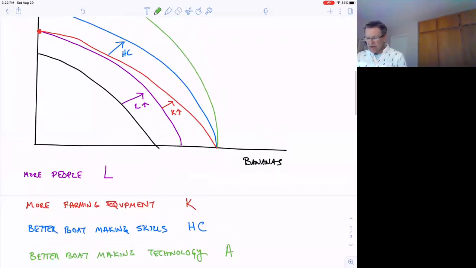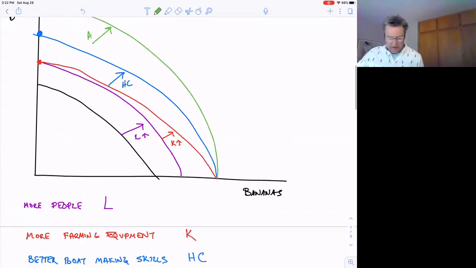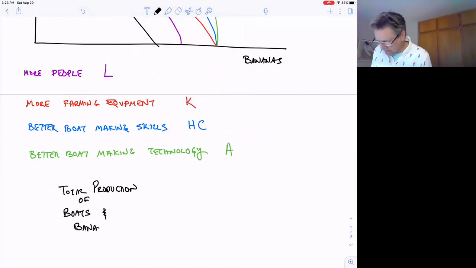So all these things here determine what the production function or what the PPF is going to look like. And we can put that into a function. And we can say that the total production of boats and bananas is some function of all these possible inputs that go into making boats and bananas.